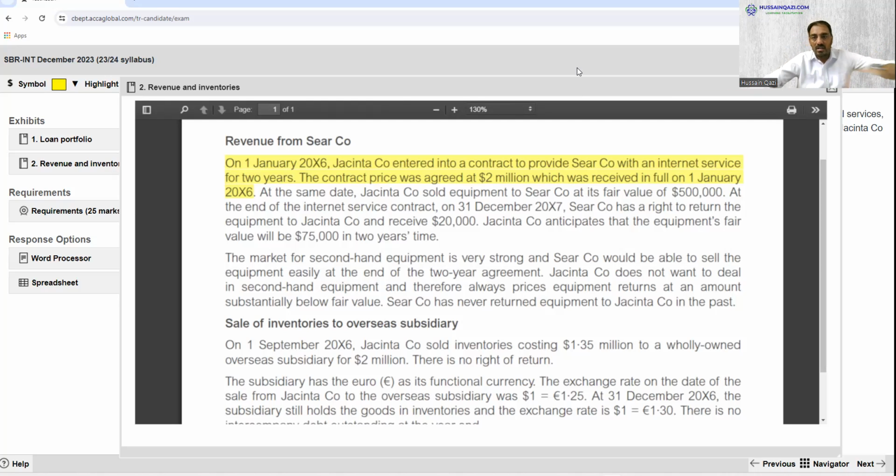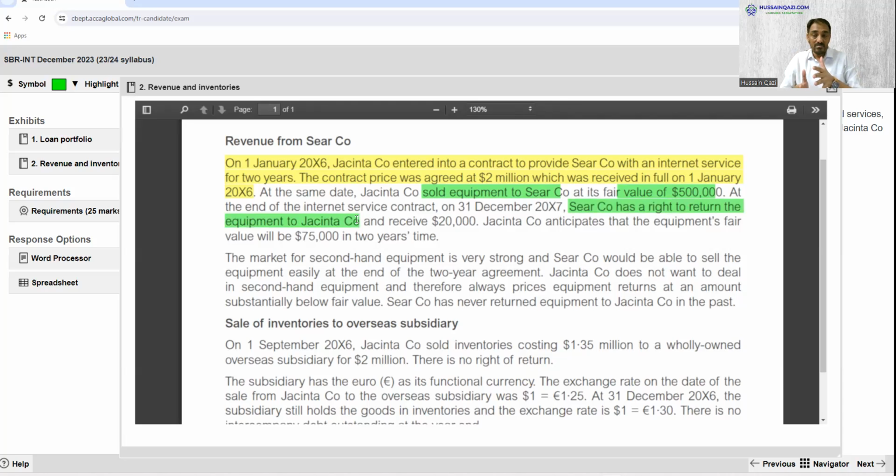Very simple. But another point: at the same date, Jacinta company sold equipment to Share company. That's another point. At fair value 500,000. This is the selling price. At the end of the internet service contract, 31st December X7, Share company has a right to return the equipment. Who is Share? Share, as a buyer, has a right to return the equipment to Jacinta.